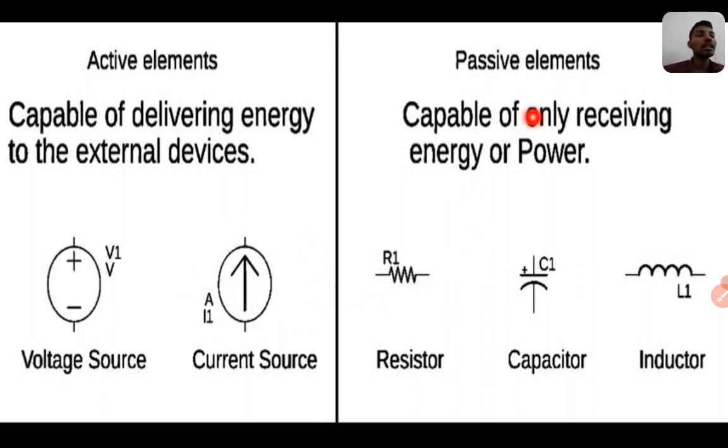Passive elements are divided into three: resistor, capacitor, and inductor. The symbol of resistor is this, and the symbol of capacitor is this, and the symbol of inductor is this.